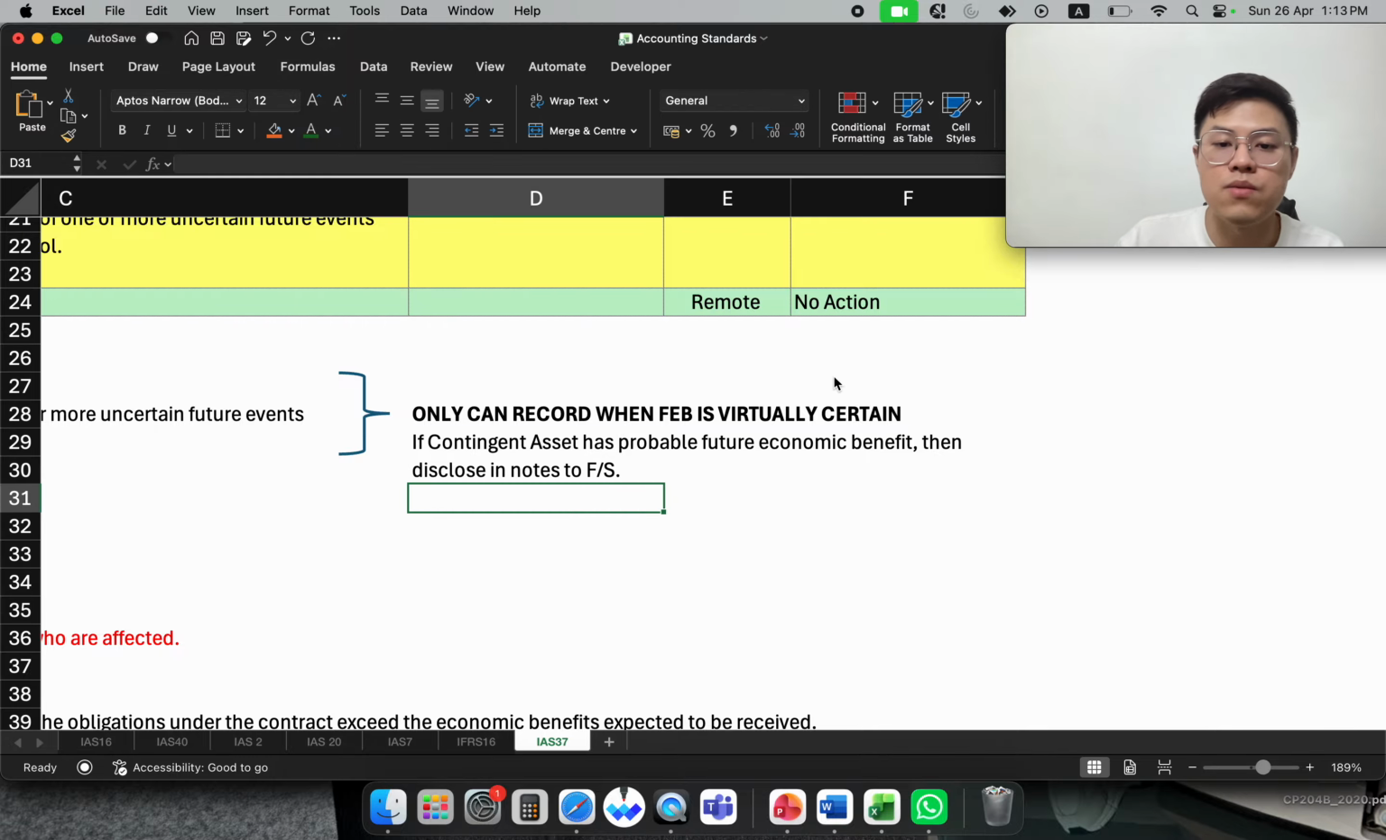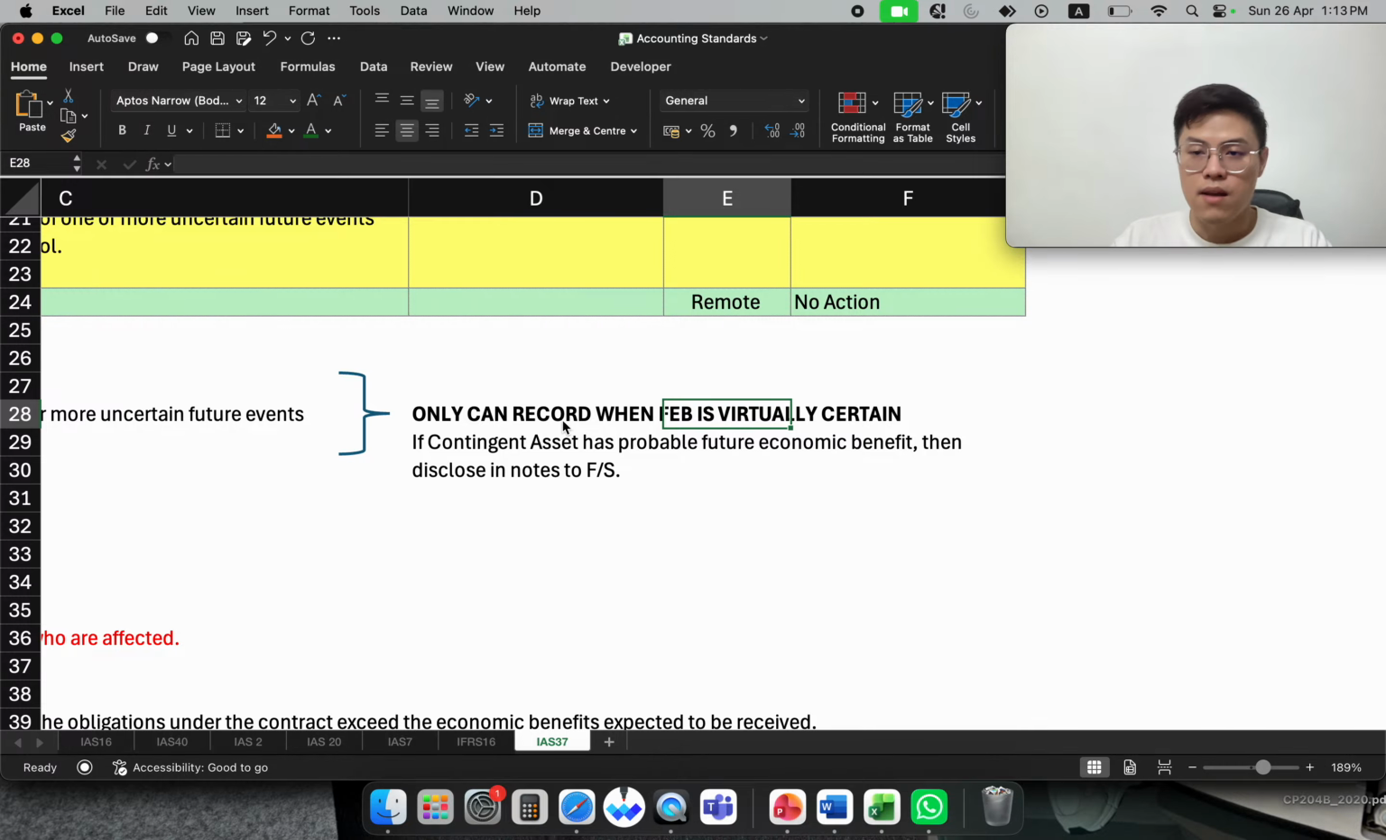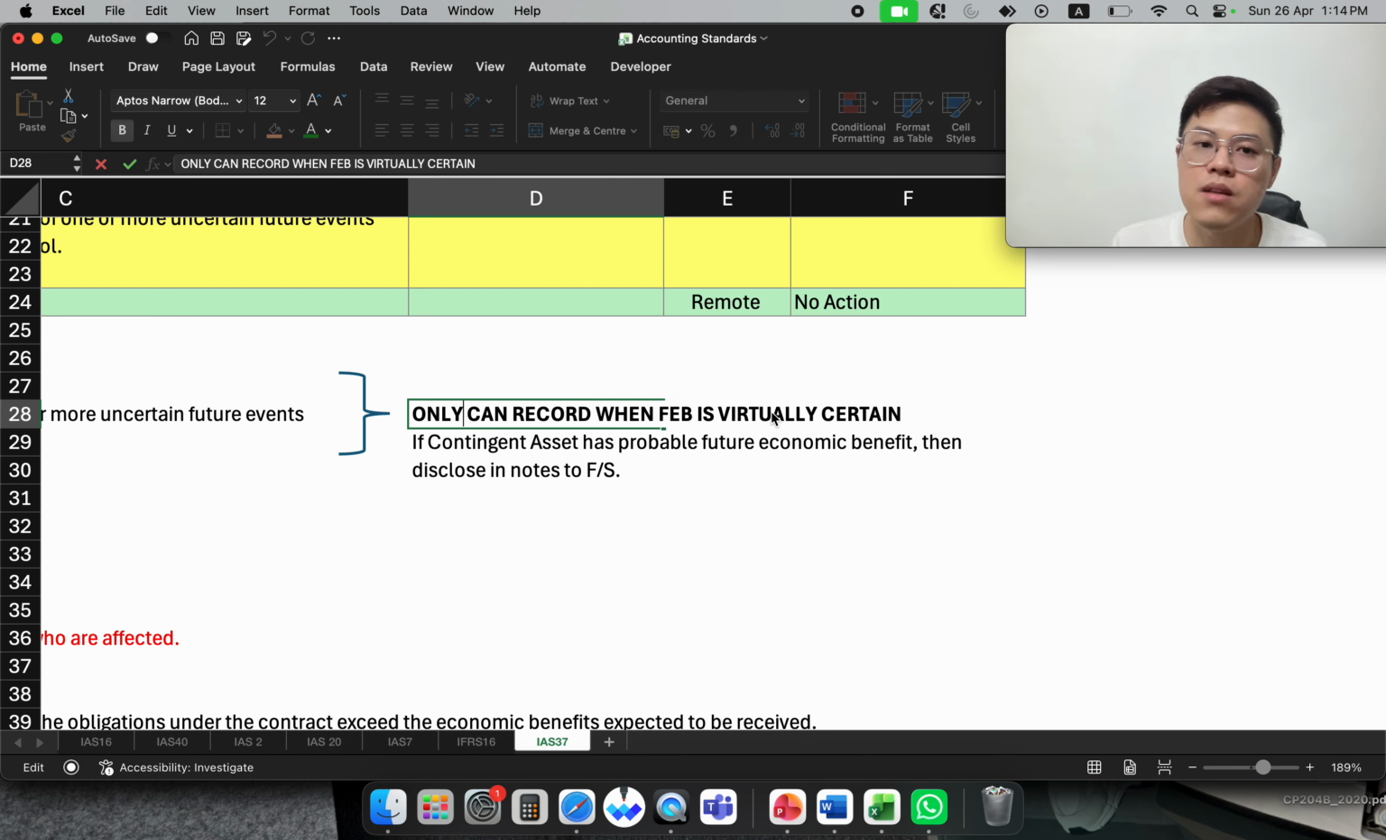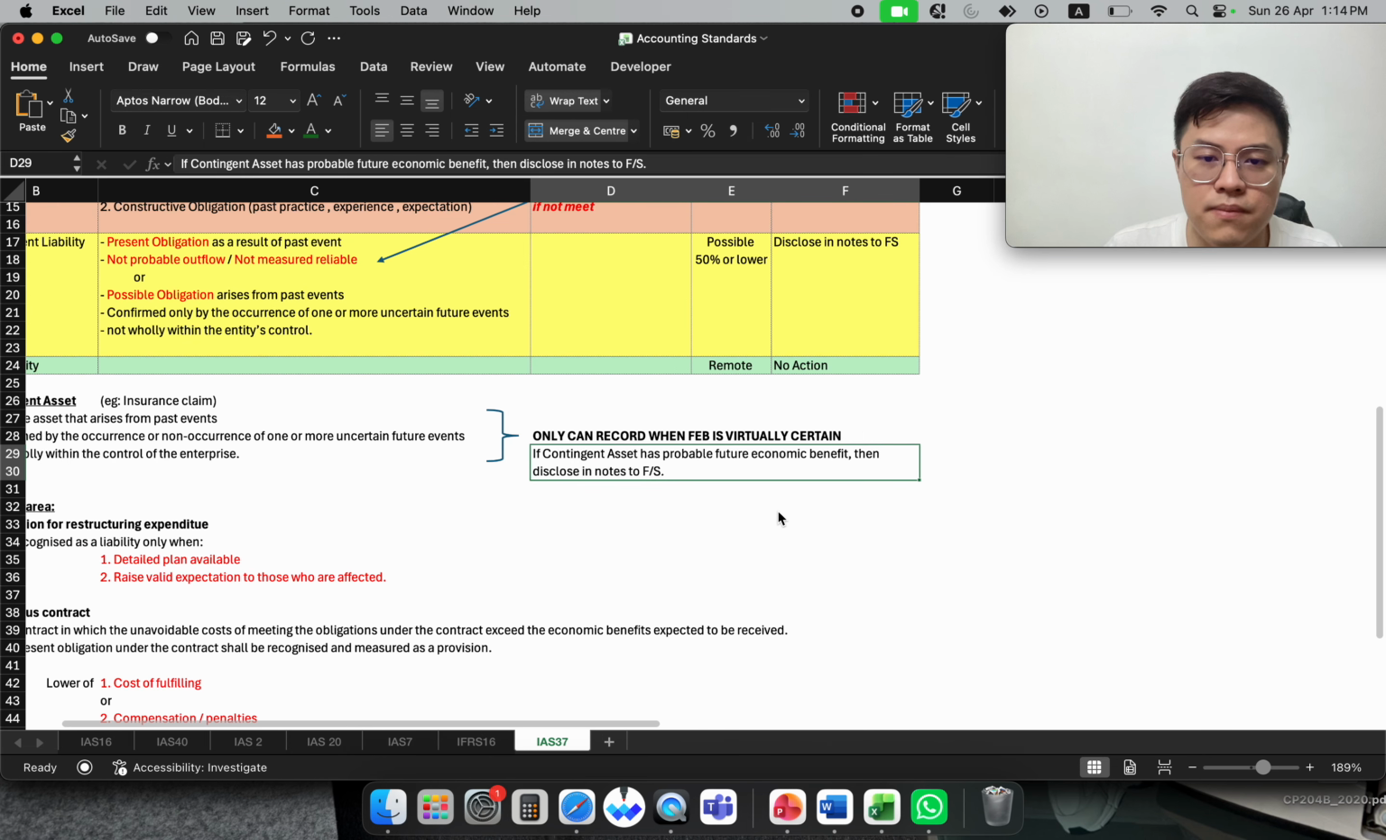Only when it is virtually certain, meaning the insurance company not only calls you, they also send you the legal letters or cheque. Then it is virtually certain, meaning they have put everything in black and white that you will get this asset. Then, virtually certain, you can record. If it is still probable, meaning most likely you are going to get it, then we still disclose. Can you see the difference?